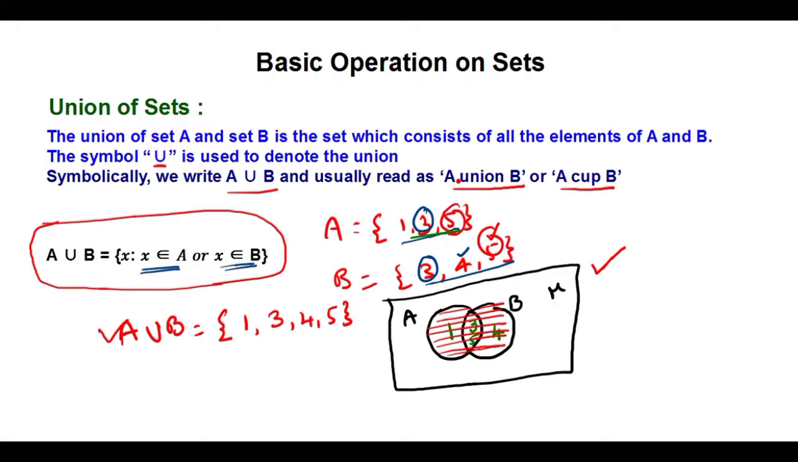That means in A union B, what elements should we take? That x should be in set A or in set B. So, some elements we have taken: 1, 3, 4, 5. This 1 belongs to set A. This 3 belongs, of course, to both set A and set B, and this 4 belongs to set B. That means the element should belong to set A or set B. That is A union B.